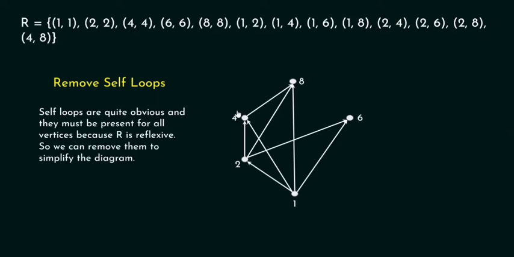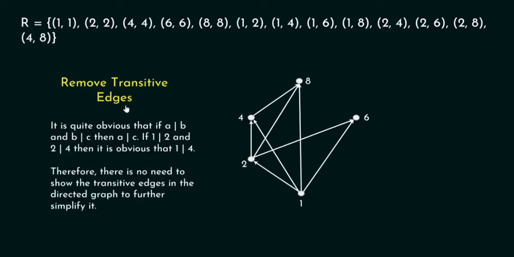This is my suggestion. Second thing is, we can remove transitive edges. It is quite obvious that if A divides B and B divides C, then A divides C. There is no doubt about this. If 1 divides 2 and 2 divides 4, then it is obvious that 1 divides 4. This means if there is an edge from 1 to 2 and there is an edge from 2 to 4, then it is quite obvious that there must be an edge from 1 to 4. There is no need to draw this obvious edge, right? Therefore, there is no need to show the transitive edges in the directed graph to further simplify it, right?